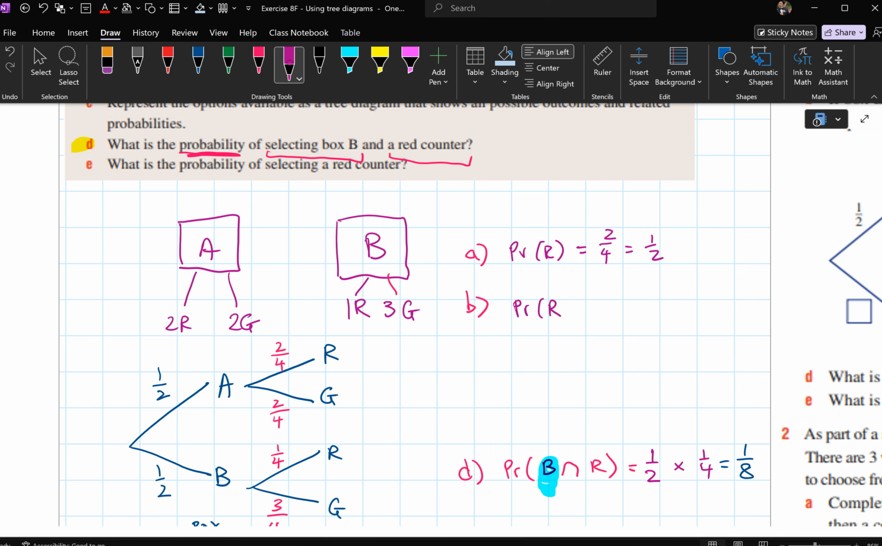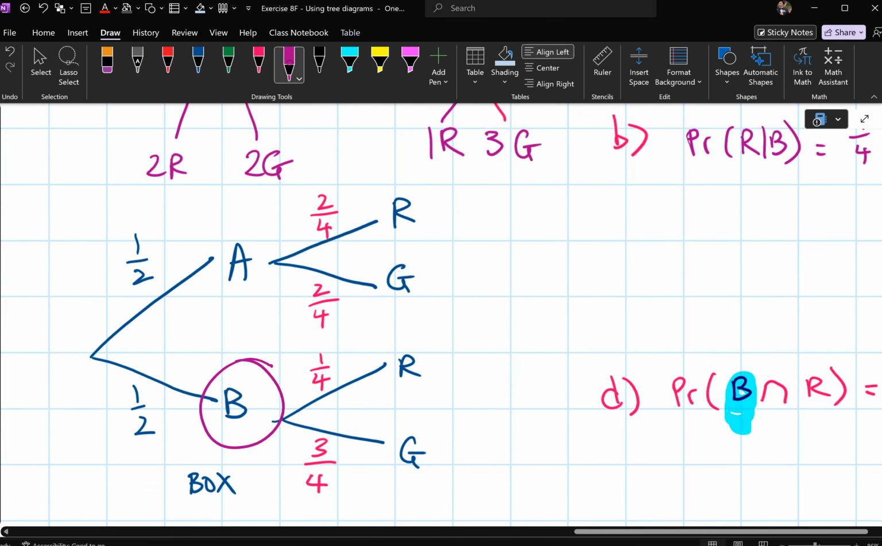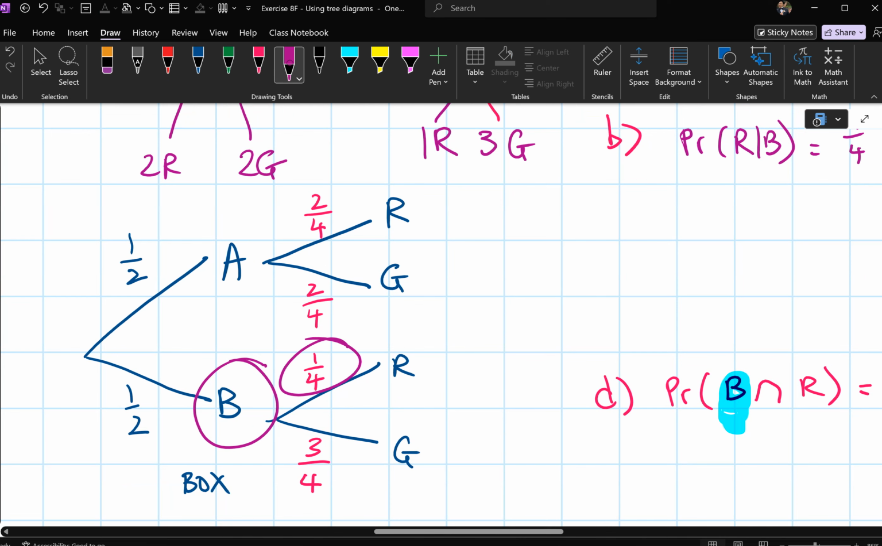What's the chances of getting a red counter if you chose box B? 1/4. That's what you're actually doing. You're actually saying, if you knew you chose B already, what's the chances of getting R?